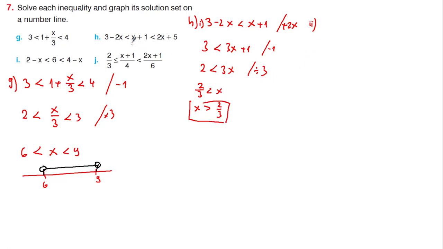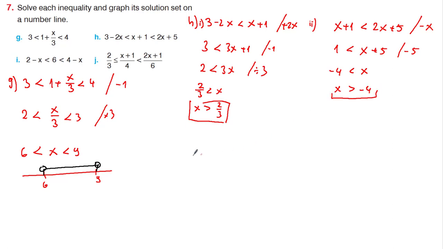And the second part would be these two inequalities here, the second one and the third one. So you get x plus 1 is less than 2x plus 5. Now let's subtract an x, and we get 1 is less than x plus 5. We subtract 5 again, so we get negative 4 is less than x, which can be written x is greater than negative 4.